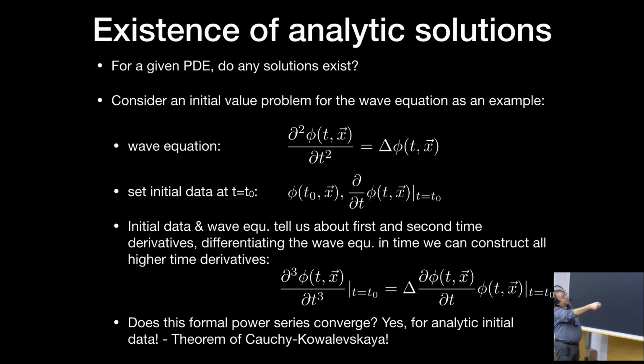So we have the first time derivative, which is the initial data, and the second time derivative, that's the wave equation. But now we can differentiate the wave equation in time, and we can construct all higher time derivatives. Okay? We can basically build a Taylor series: just differentiate this in time, then differentiate the right-hand side, commute this, and so we can formally build up a Taylor series for the full solution. We'll just write it down in terms of our initial data.